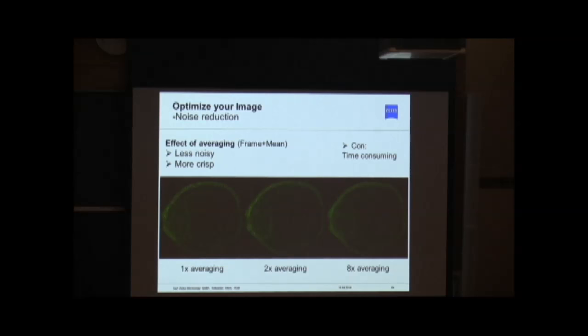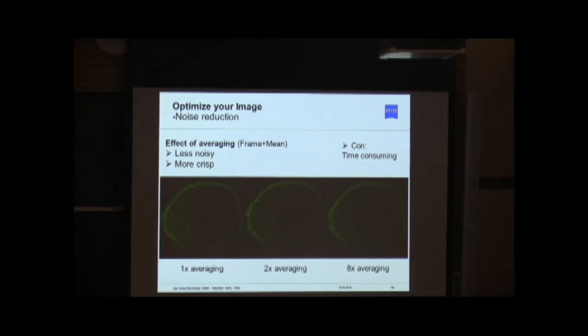Okay, so if you do some averaging, for instance, set it to frame and mean, you immediately see that the images are also less noisy and more crisp. However, again, it's the same concept, it's a time consuming procedure. But the images appear more nice. And I would actually say, depending on for what purpose you require your images, mostly you're not so much interested in having the best spatial resolution. Sometimes you're just interested in getting some impression from certain structures where certain proteins are, for instance, expressed, or to see a certain live cell signal.